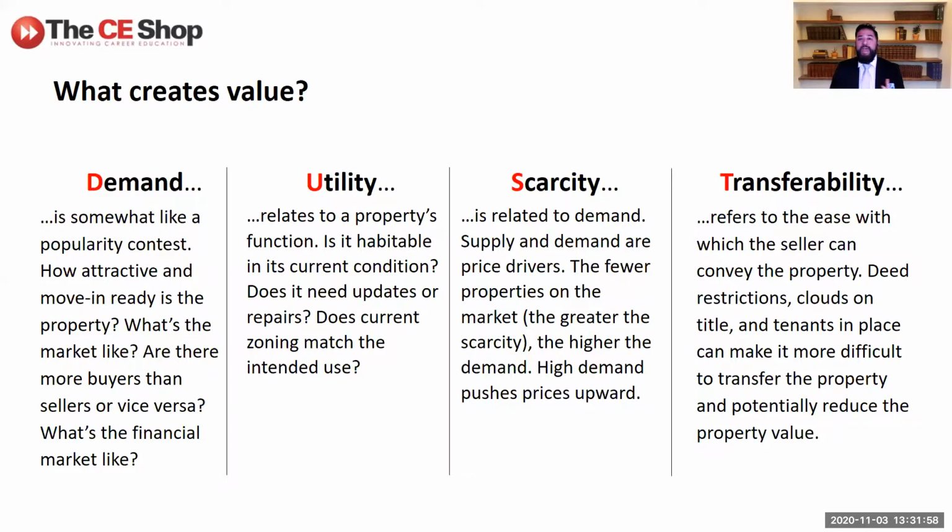Utility is the functionality. Does it fit zoning? Does it transfer correctly? Are there any reasons where there could be a delay in how things are being moved? So utility is its current condition, probably the best way to summarize that. Scarcity is related to demand, and again, that talks about supply and demand. What does the inventory look like? You're going to learn a lot about absorption rates, focusing on how long it takes to sell all the properties available in the area that you're interested in.